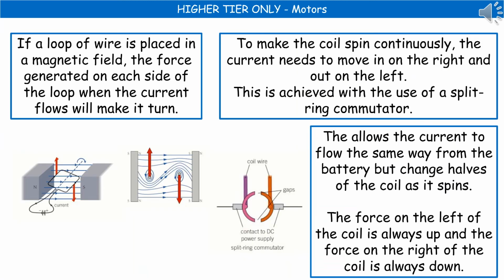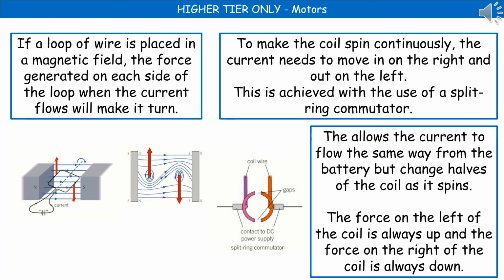If we think about how we can apply this to motors, if we take a loop of wire and place that in a magnetic field, then we're going to have a force generated on each side of the loop. And as a result of that, as the current flows through it, it will turn. Because you can see in that middle diagram, you get two catapult fields, one side going up, other side going down, so it spins. In order to make that coil spin continuously, then the current needs to move in on one side and out on the other constantly.